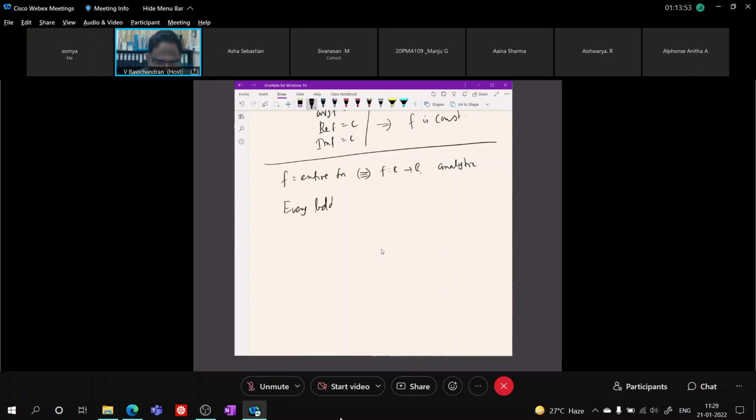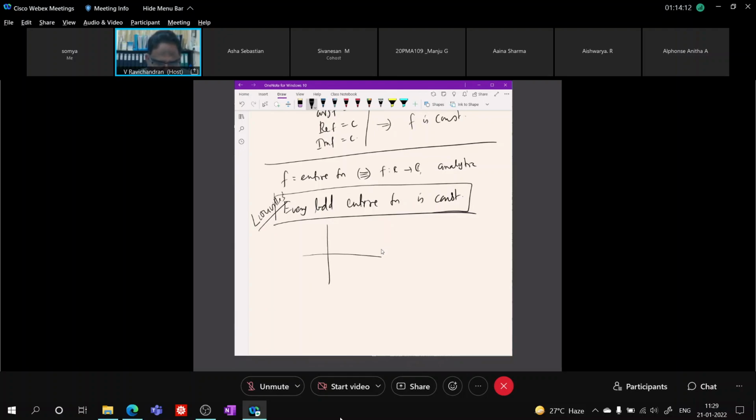Every bounded entire function is constant. This is what the Liouville theorem says. The Liouville theorem statement is this one: every bounded entire function is constant.